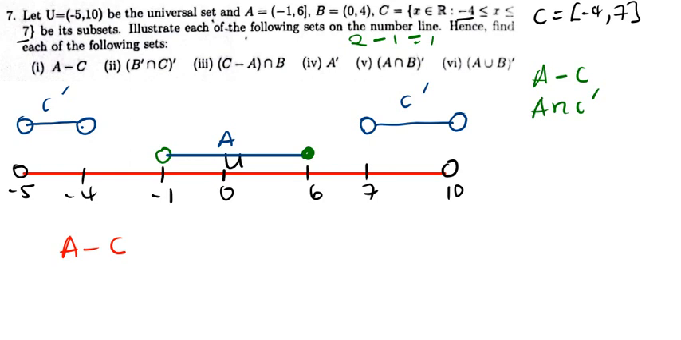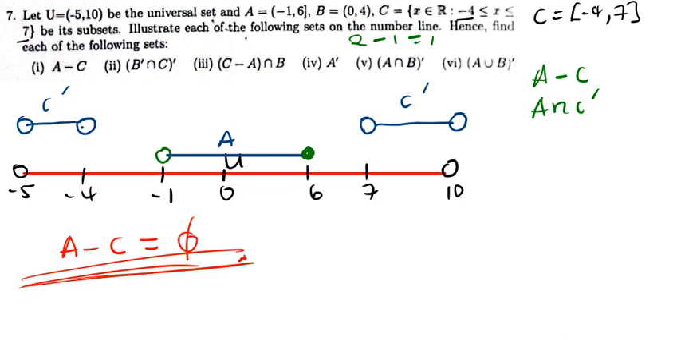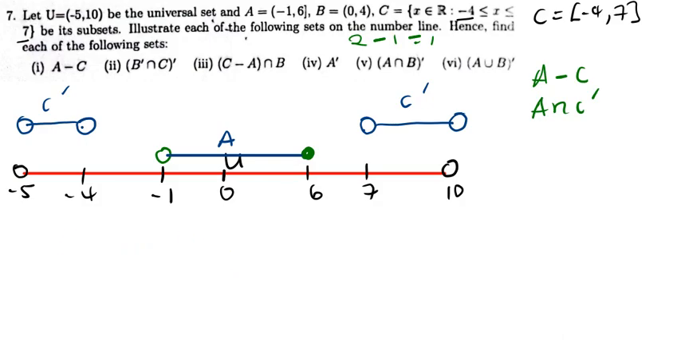We are not finding A intersection C. We are finding A minus C. So you report that A minus C is equal to empty set, using the number line and also showing them that that is the answer. It's done. Without wasting much of our time, let us go to part 2.